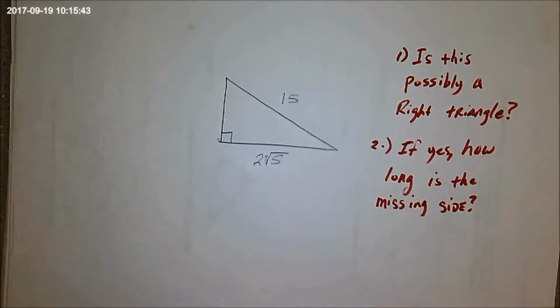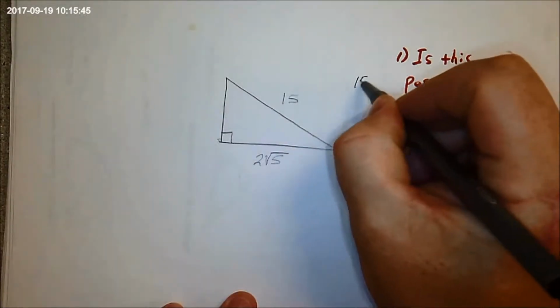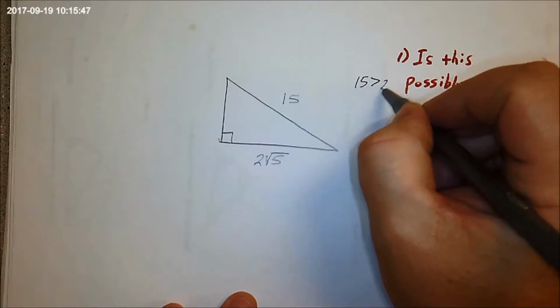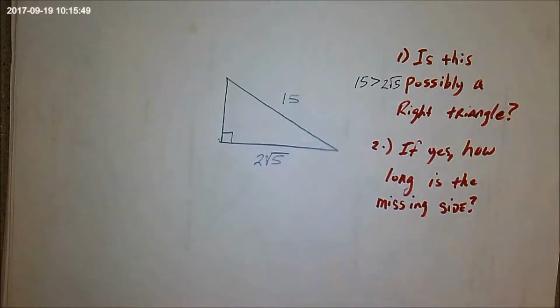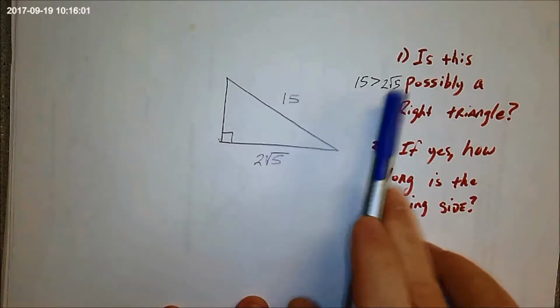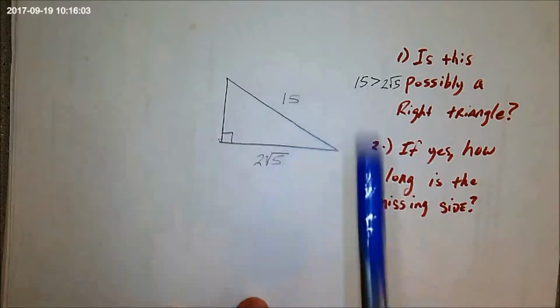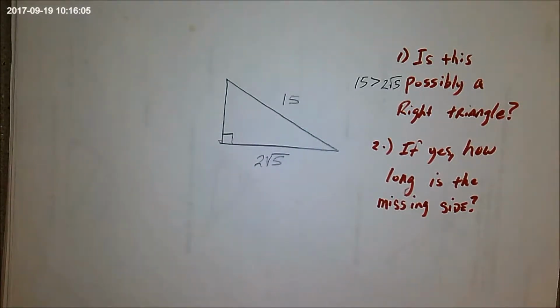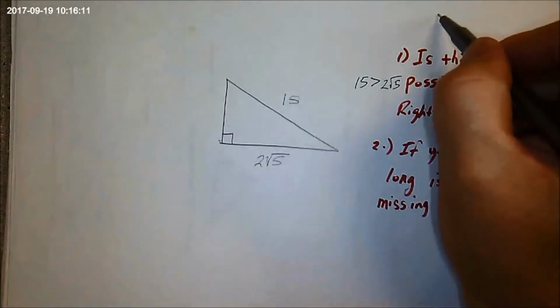So the question is, is 15 greater than 2 times the square root of 5? And we don't have calculators at our disposal at the moment, so we have to be able to figure that out. What do you think, Parth? Is 2 root 5 smaller than 15? No. Wait. Oh, wait. Just a second.